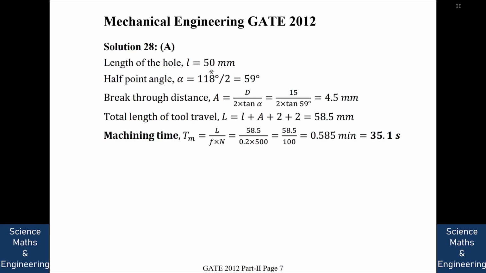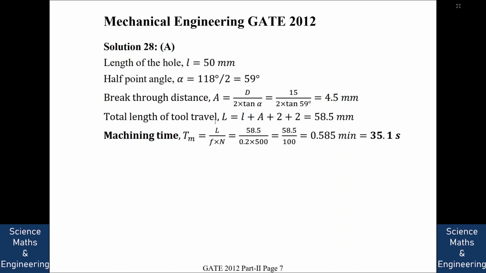So see how we can get it. The length of the hole is the thickness of the plate, that is 50 mm, right? Then half point angle alpha is 118 degree by 2, so it is 59 degree. Now breakthrough distance, that means the extra amount that the drill needs to go through, that is equal to d divided by 2 into tan alpha. So it comes as 4.5 mm.